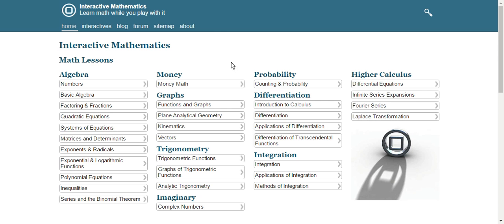This has anywhere from algebra through imaginary numbers, which are definitely interesting, and to higher level calculus through differential equations, infinite series expansion, which are terrible, Fourier series, and Laplace transformations. So this site definitely has so many things that would be useful.